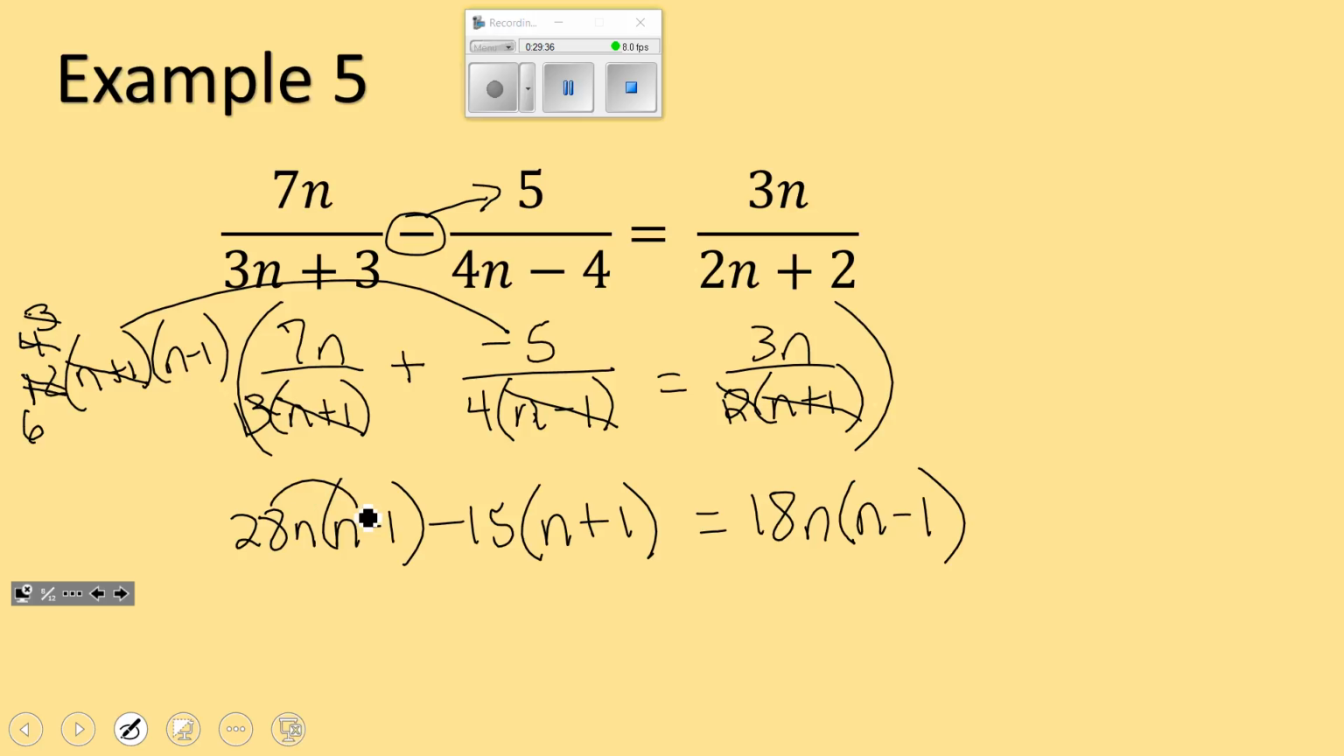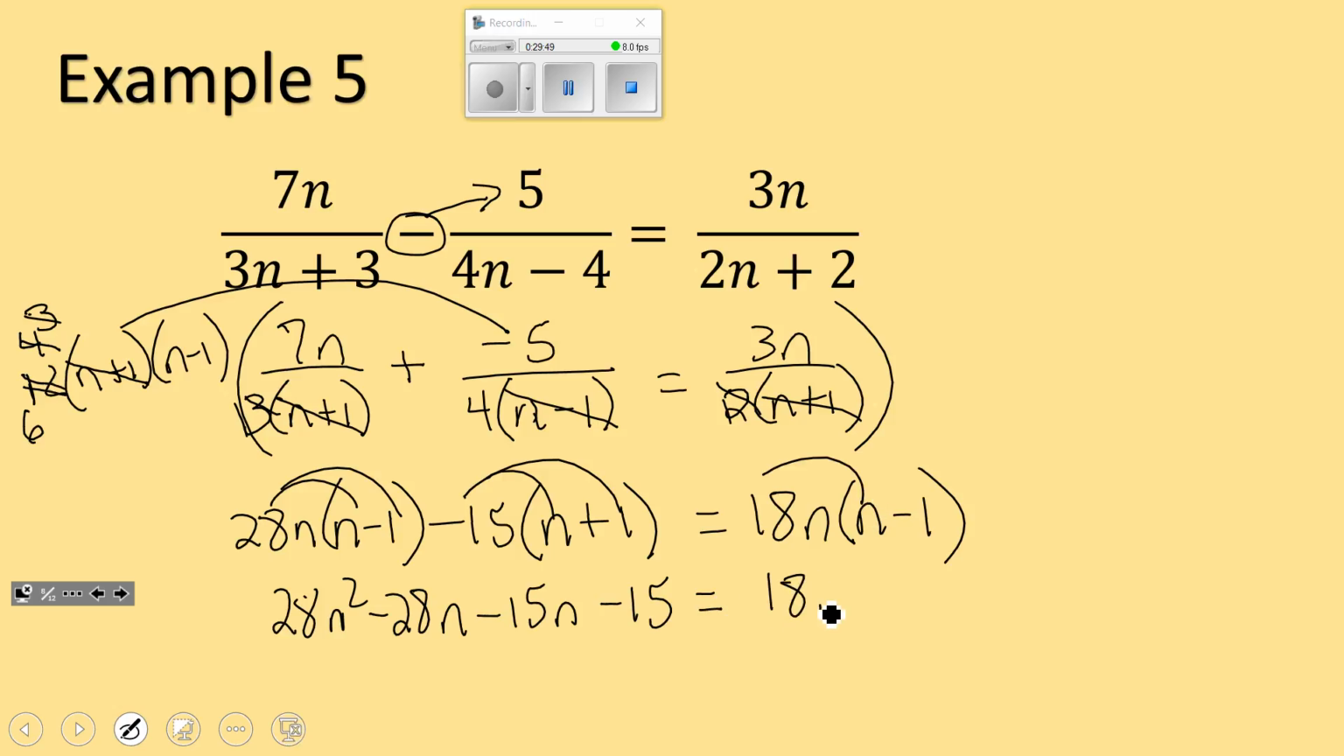So I'm just going to simplify and start distributing. This will make 28n squared minus 28n minus 15n minus 15 equals 18n squared minus 18n. Are you with me so far? All right, then is this quadratic? Yes? Okay. So let's set it equal to 0 and combine like terms.